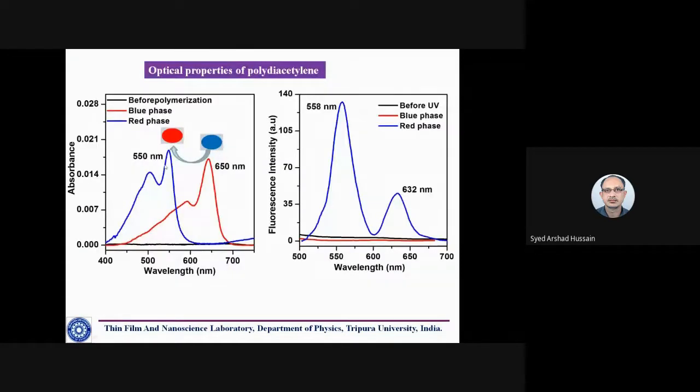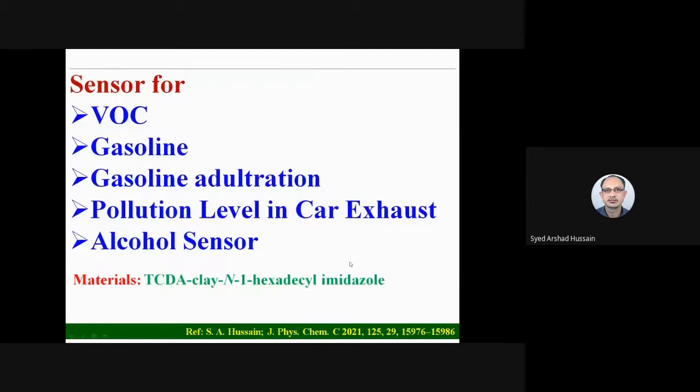So this is the spectral feature of this molecule. This is in the blue phase, and this is in the red phase. Another interesting thing: in the blue phase, this material shows no fluorescence. You see here, the black one before UV is the monomer form. After polymerization, in the blue phase, this red line, you see no fluorescence. But in the red phase, you see prominent fluorescence. So this is a very interesting spectroscopic signature.